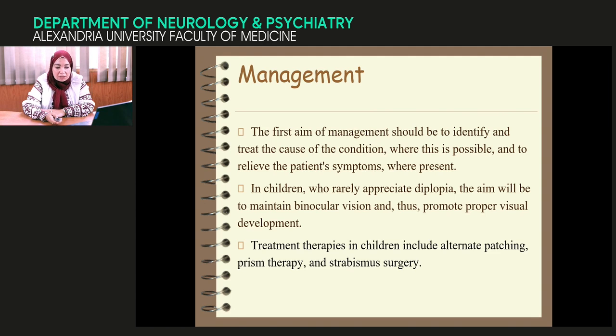Treatment therapies in children include alternating patch, where the patch covers each eye alternately, maybe 1 hour each, to prevent blurred vision, because when they open both eyes they have blurred vision. But if I cover one eye, there will be no blurred vision. Maybe also prism therapy, or sometimes they need strabismus surgery.